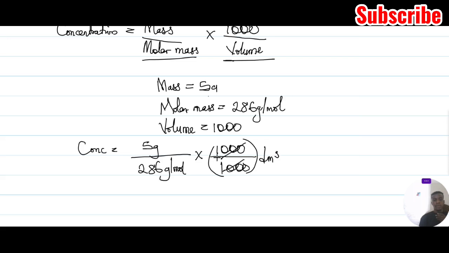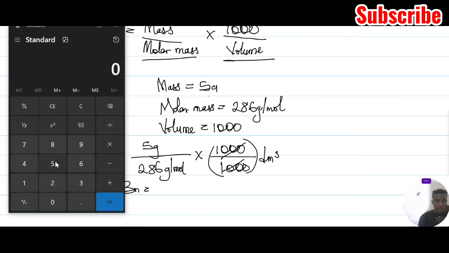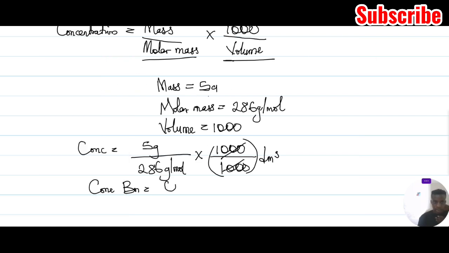Alright, so this cancels this. So 5 divided by 286, we have 0.0175 approximately. Alright, so the concentration of our Bn becomes 0.0175 mole per dm cube. So we'll go further to prepare this solution.